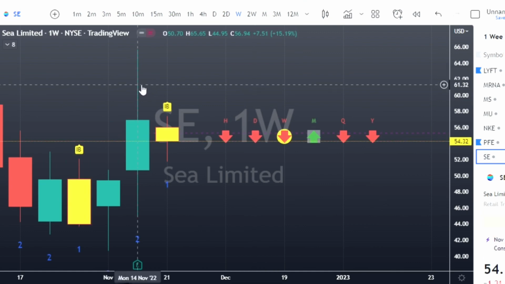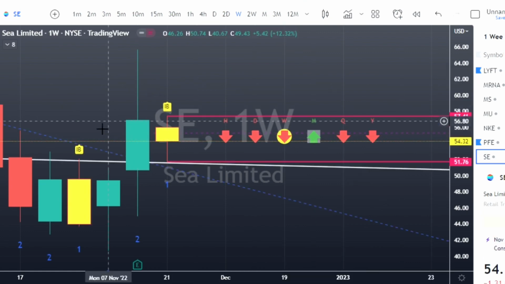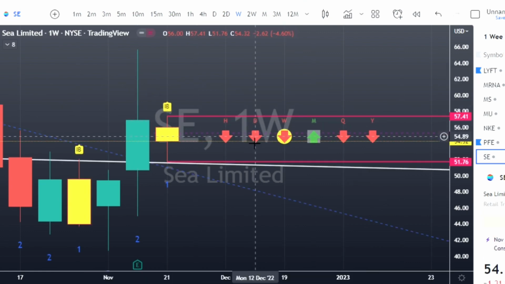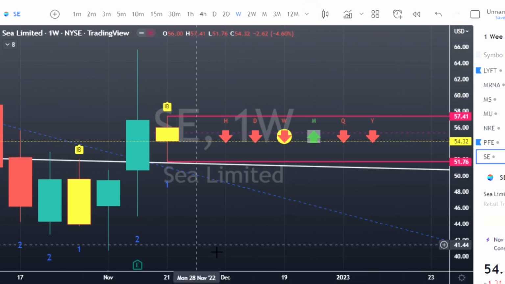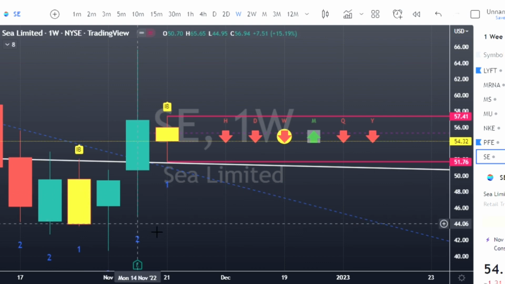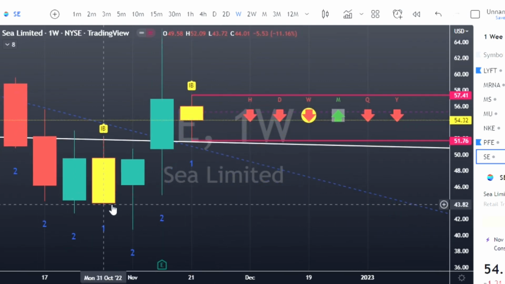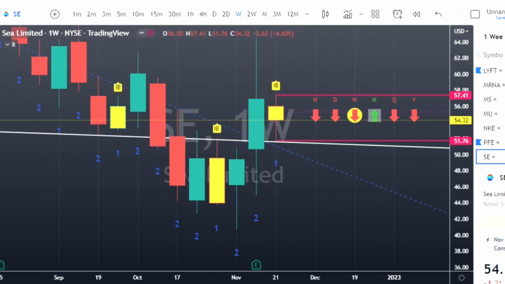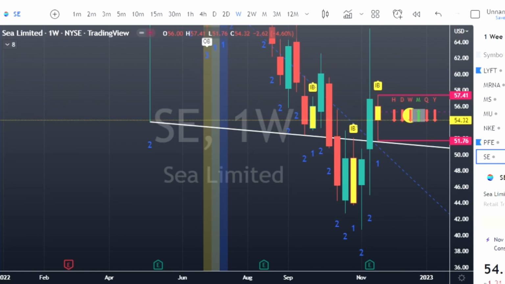SE is Sea Limited, so we can look for calls off of this inside bar on Sea Limited. Calls at 57.41, puts at 51.76. Here's the last inside bar, guys, and this is what I'm talking about. Every candlestick tells a story. So this inside bar, we broke to the bottom side. We hit triggers. We hit targets. Okay, did it hit second targets? We have to go back.